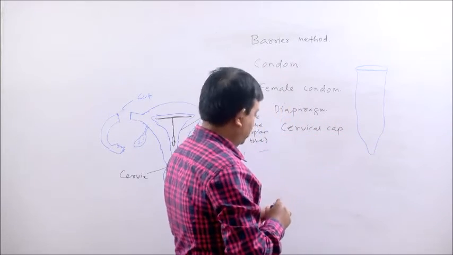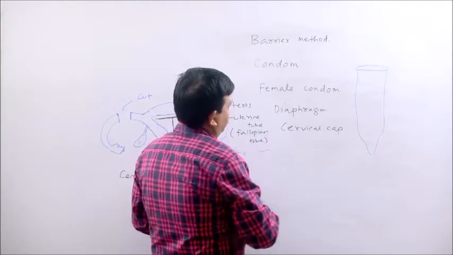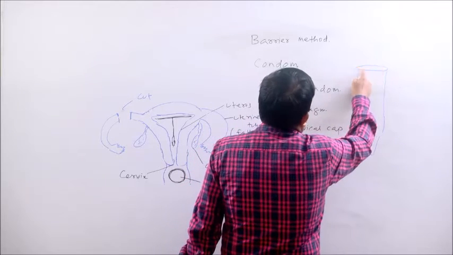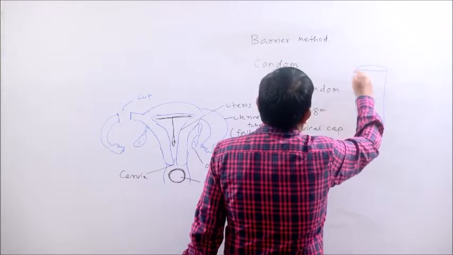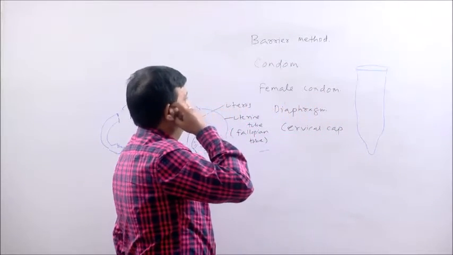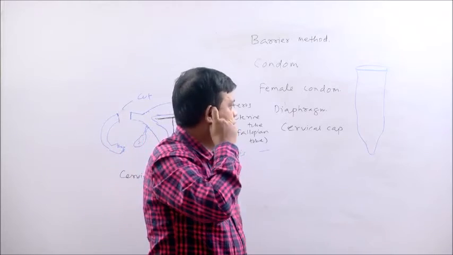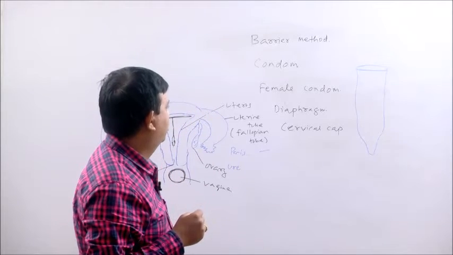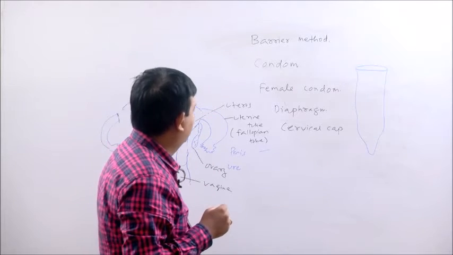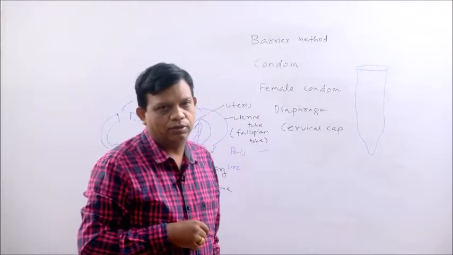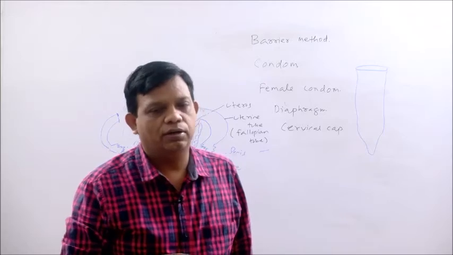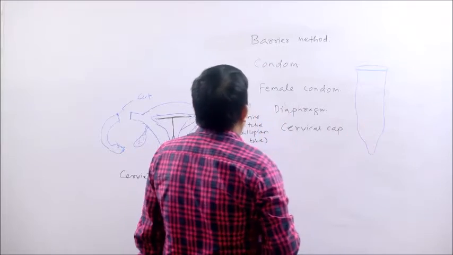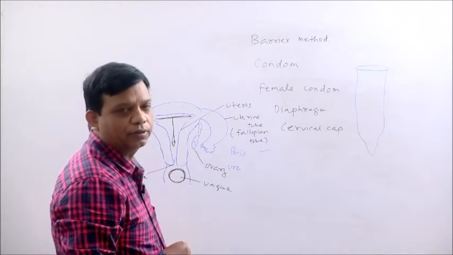So this is how it looks, the male condom. It is made of latex. This end is narrow and it is closed, and this is the open end where a flexible ring is present. The male puts it over his erect penis before sexual intercourse. When the condom is present during sexual intercourse, the sperms are not released in the genital tract of the female. They are retained here, so that there will be no conception.